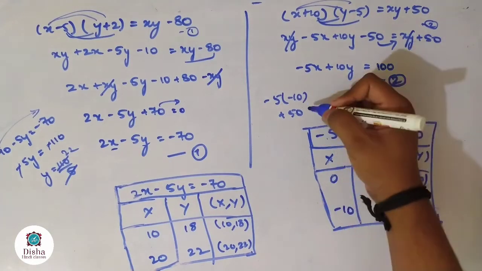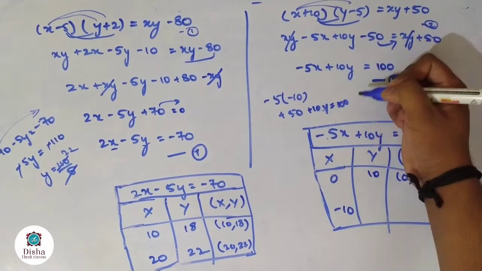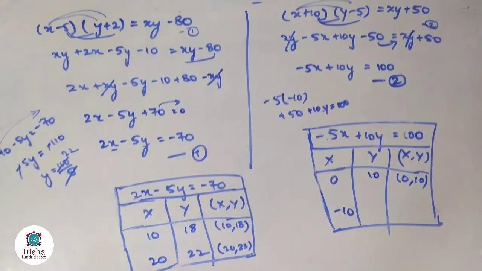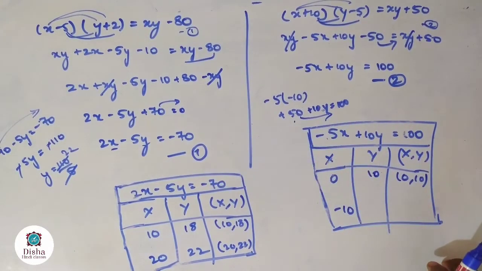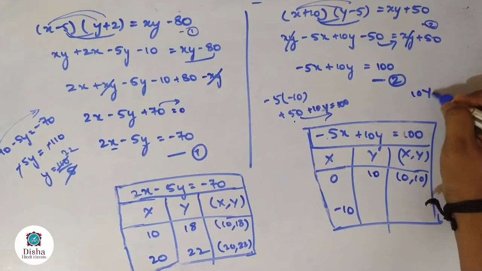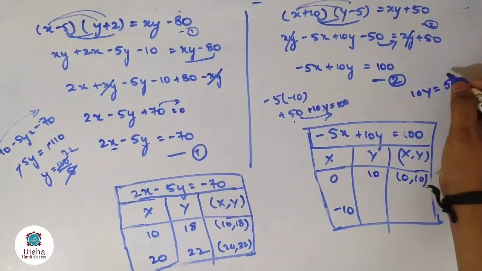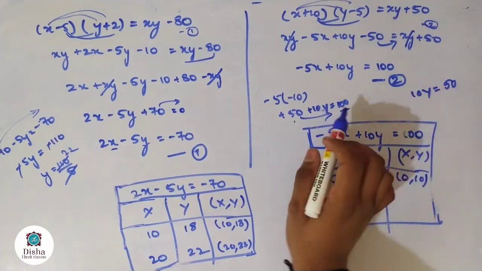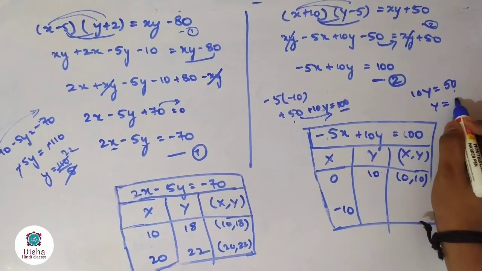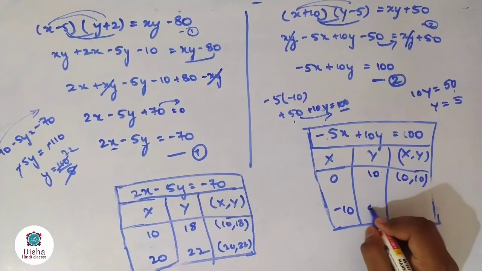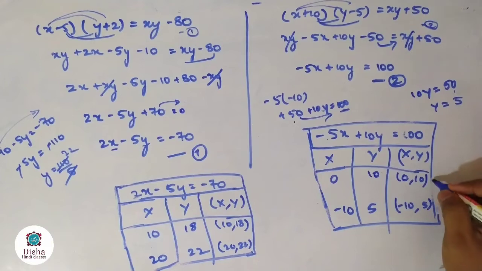So 50 plus 10y equals 100. If this 50 goes to the RHS, it will become minus 50, right? So 10y equals 100 minus 50, which is 50. Therefore, y will be equal to 5. So here we get minus 10 comma 5.